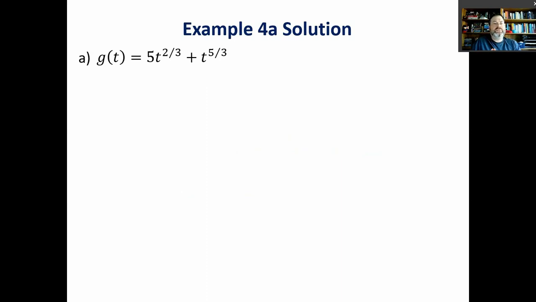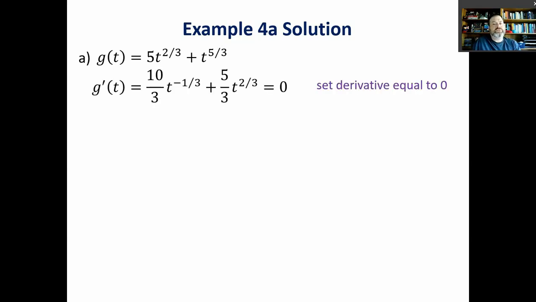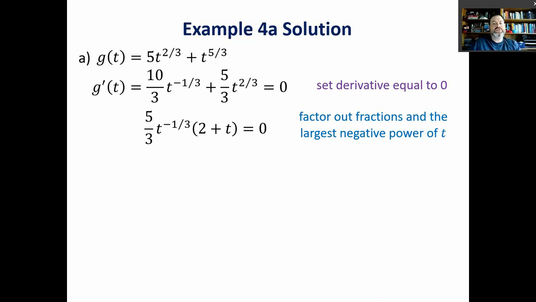We have this function, and we want to know where the derivative is 0 and where the derivative fails to exist. So we're just going to set the derivative equal to 0 first. Factor out fractions and the largest negative power of t. Whenever you have negative exponents, and this happens a lot, you'll see some negative exponents and some constants. Pull out all the fractions, pull out all the negative exponents, right? Look for the biggest negative exponent and just factor it out.